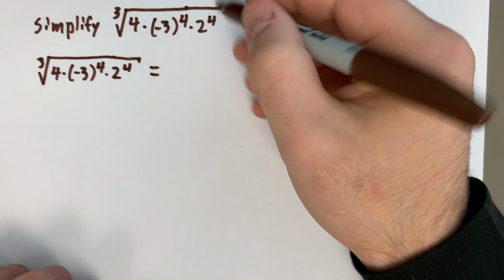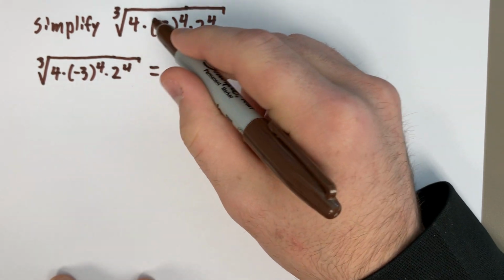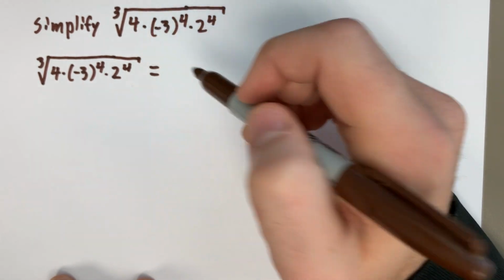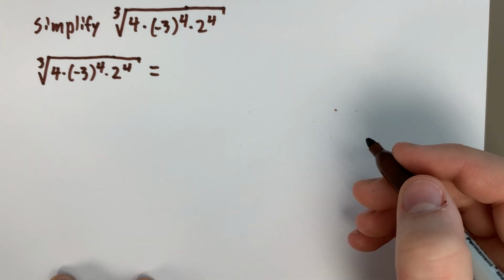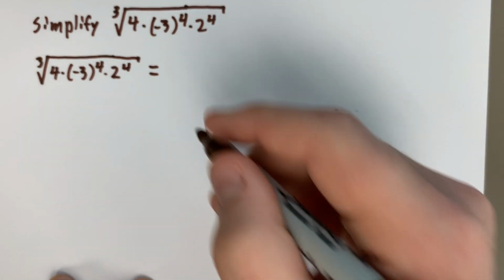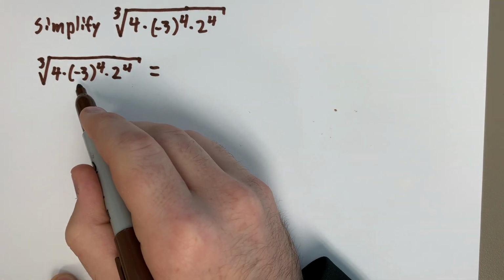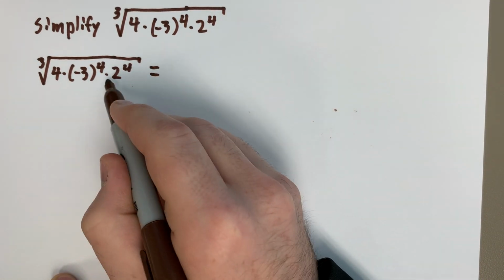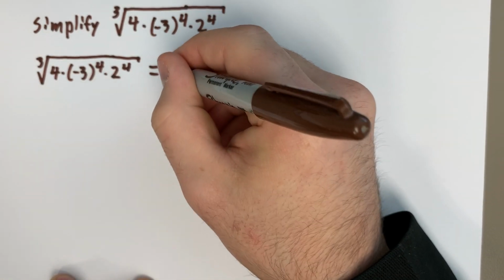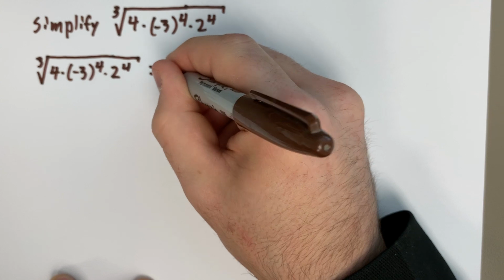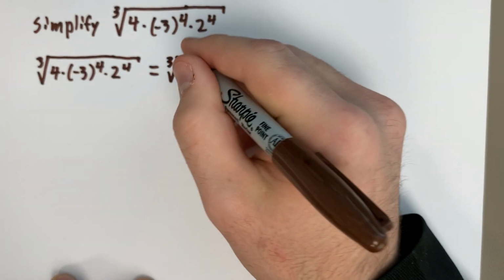So, looking at what we have here, we have a product of things being multiplied on the inside of this radical here. So what do we want to use? We want to use the product rule for radicals to simplify this a little bit first. So I have 4 times negative 3 to the fourth times 2 to the fourth. So let's break this thing up. By the way, there are several ways of going about this, but I'm going to do one particular way, and it'll all come out to be the same thing anyway.